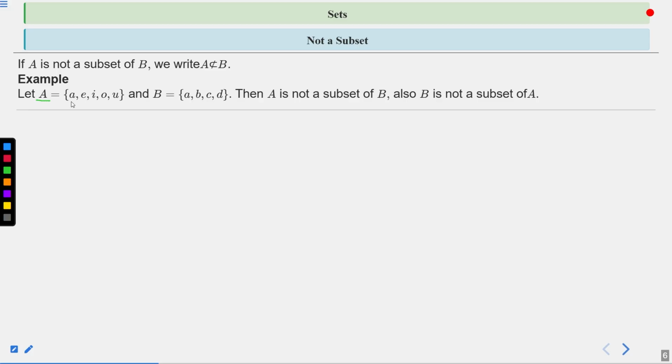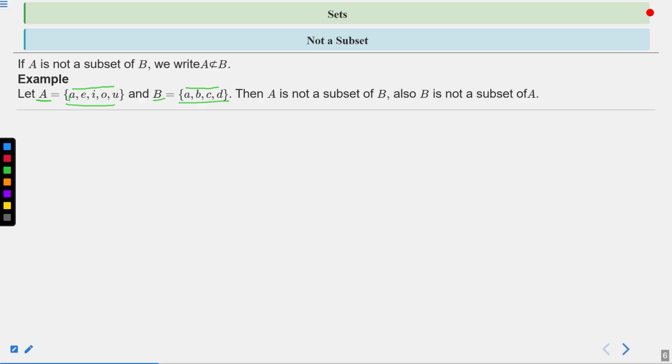Let A be the set in roster form with elements a, e, i, o, u, and set B in roster form with 4 elements a, b, c, d. Now, try to see, is A a subset of B? And also check vice versa, is B a subset of A? Let's see. In order for A to be a subset of B, we require that every element from A set must be in B set.